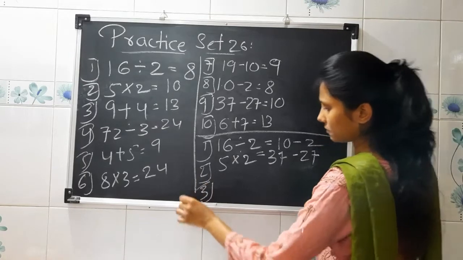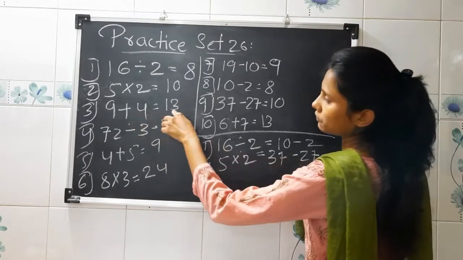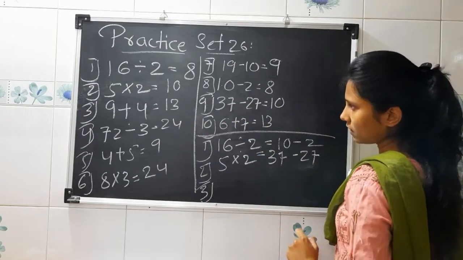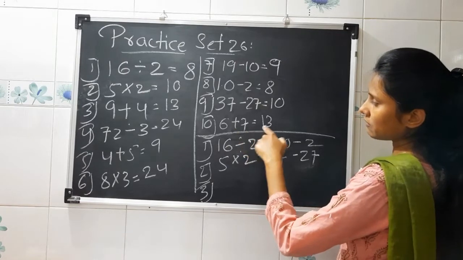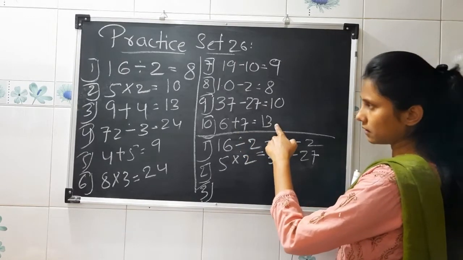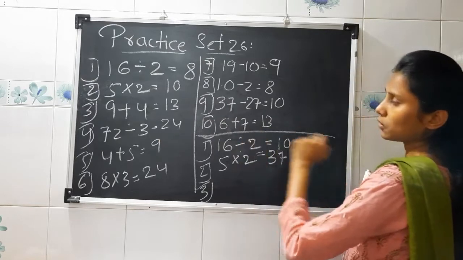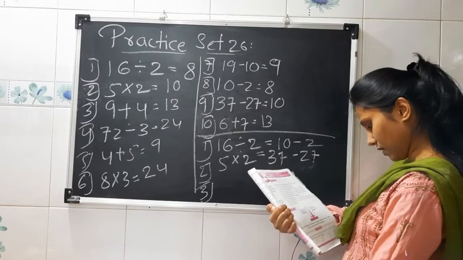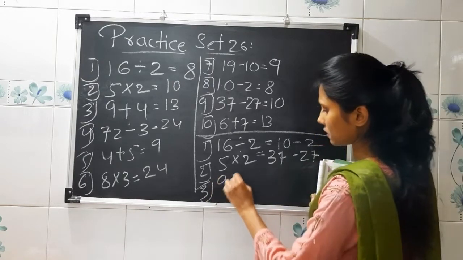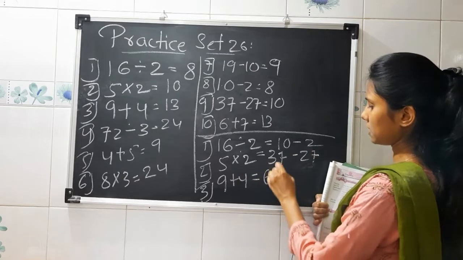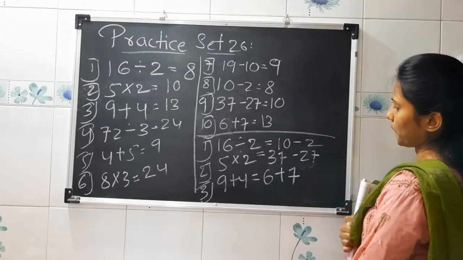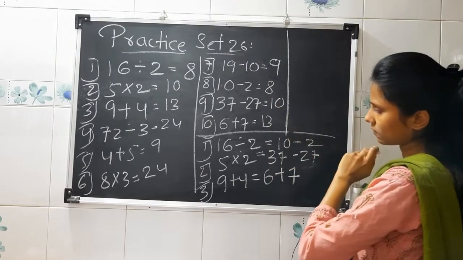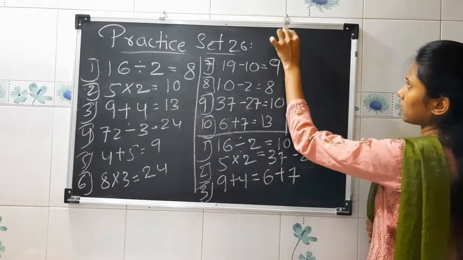Now, the third, 9 plus 4. 9 plus 4, we got the answer 13. Now, similarly here, 6 plus 7 will also give you the answer 13. So, therefore, 9 plus 4 is equal to 6 plus 7. Understood? 9 plus 4 is equal to 6 plus 7. This is our third equation.